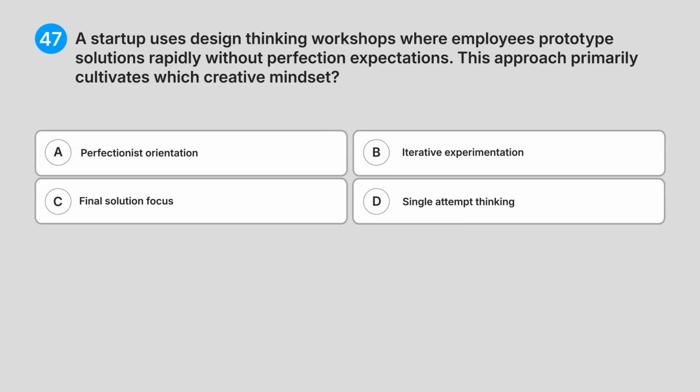47. A startup uses design thinking workshops where employees prototype solutions rapidly without perfection expectations. This approach primarily cultivates which creative mindset? A. Perfectionist orientation. B. Iterative experimentation. C. Final solution focus. D. Single attempt thinking. Do you know the answer?